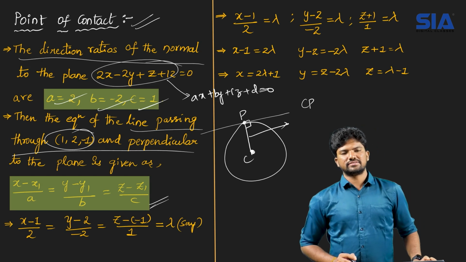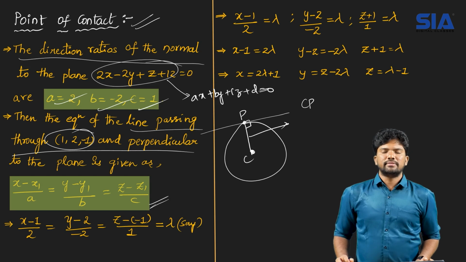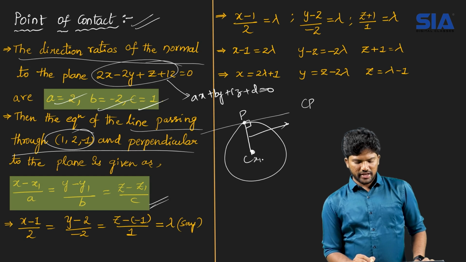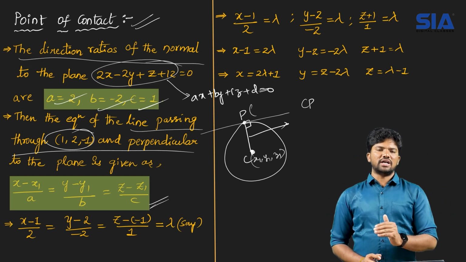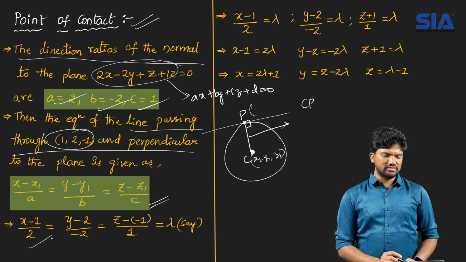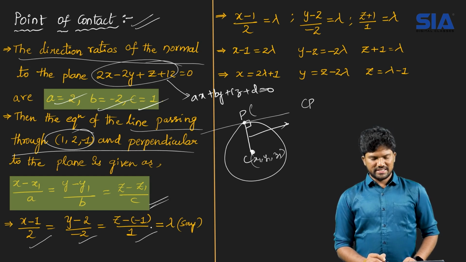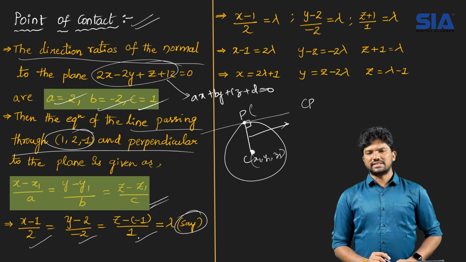x minus x1 by a is equal to y minus y1 by b is equal to z minus z1 by c. Where you know very well x1, y1, z1 are the center of the sphere, and the small a, small b, small c values are the direction ratios of the given plane. Substitute the corresponding values. x minus 1 by 2 is equal to y minus 2 by minus 2 is equal to z minus of minus 1 by 1. So this total value we are taking as lambda, where lambda is any constant value.